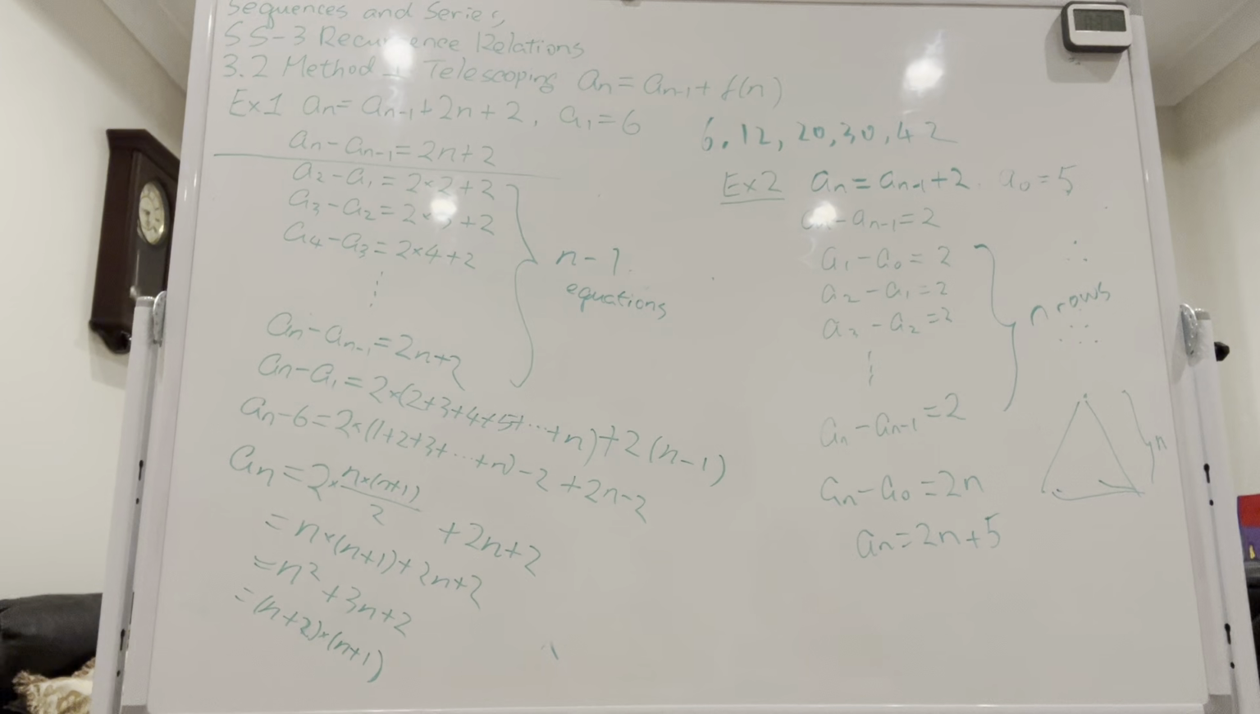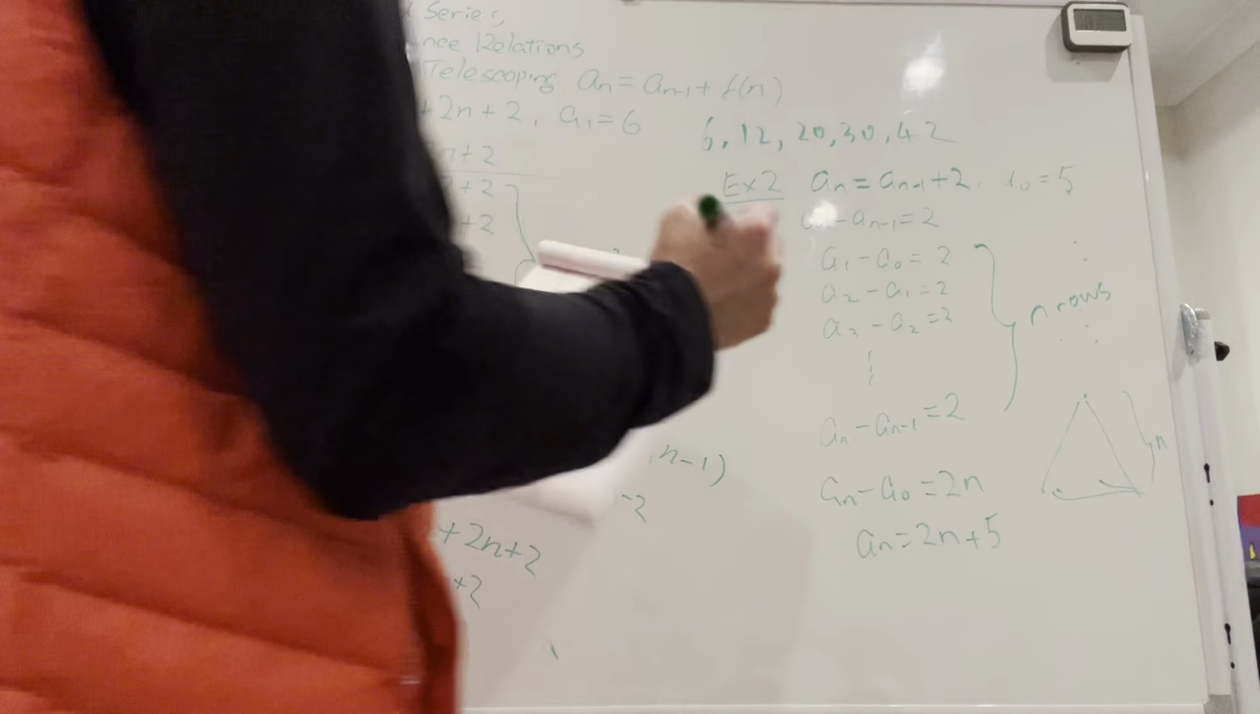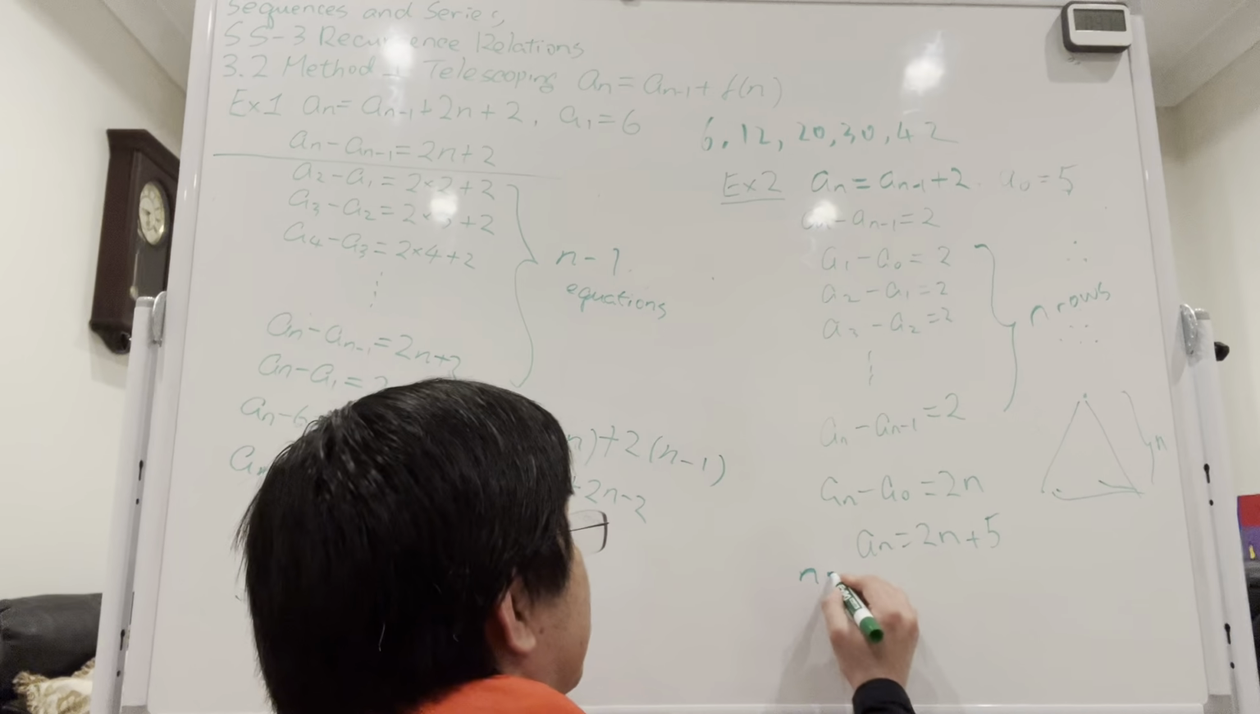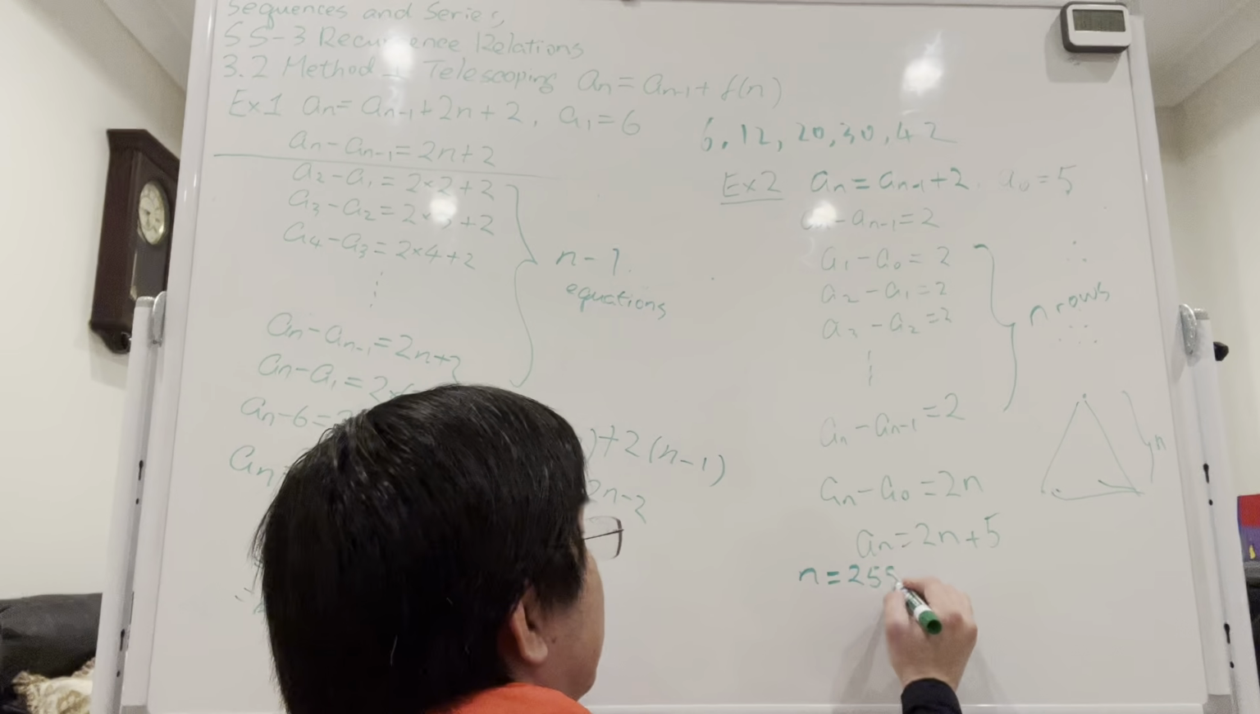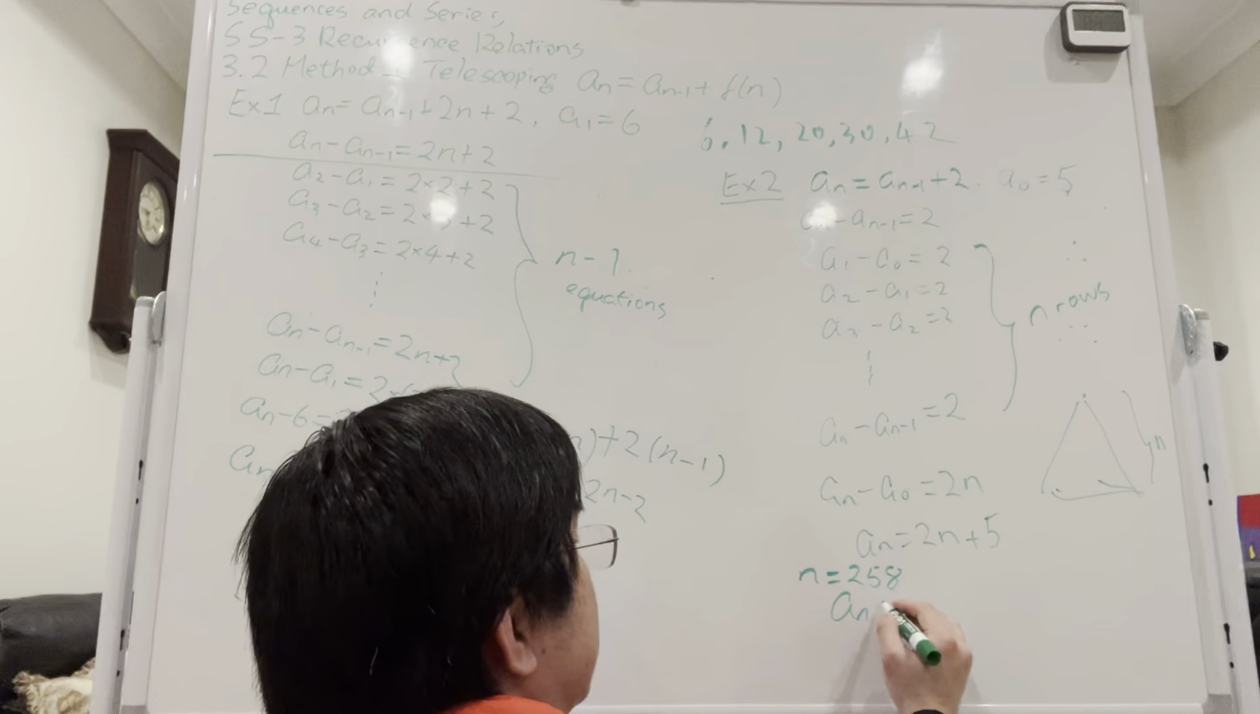Okay. So the last one I'll end with is, if you put n as 258, what is an?